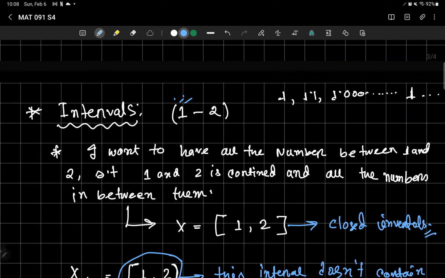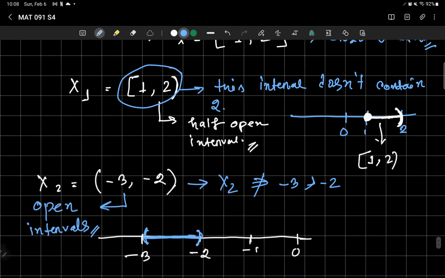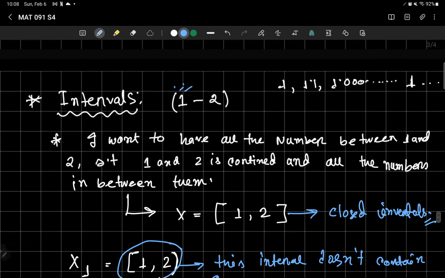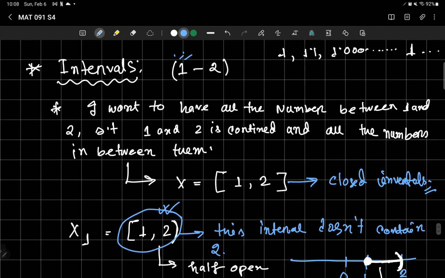That's an interval. Isn't that a lot of numbers, like 1.111, 1.? Yeah, but we can obviously draw it. We can express it like this one. That's it. There is a lot of numbers in between them.